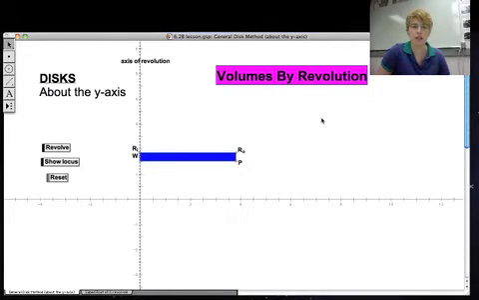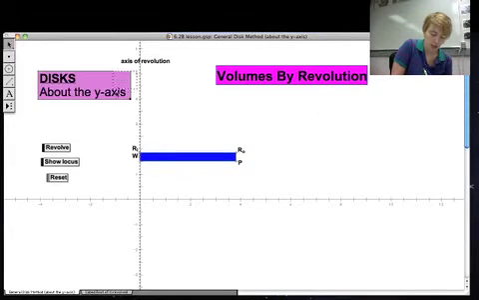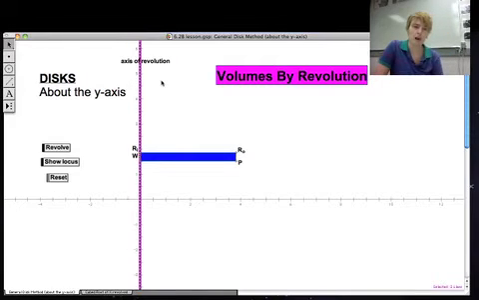Alright guys, so this is going to be another visual to help you out. We're still working on the disk method, and we've been revolving these rectangles around the x-axis. Now for this video, we're going to look at what happens when we revolve it around the y-axis. So instead of going around the x, I'm going to be going around this y-axis right there.